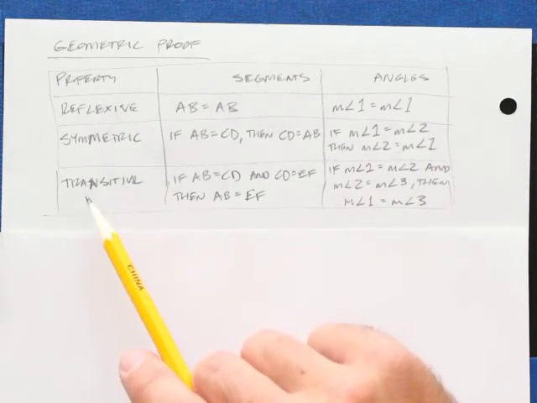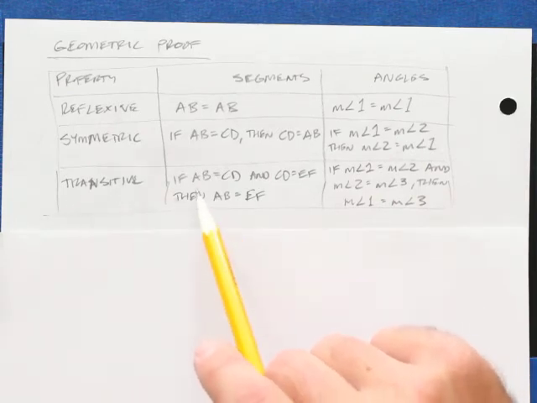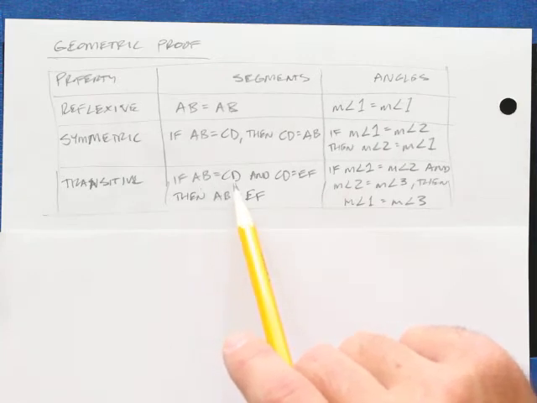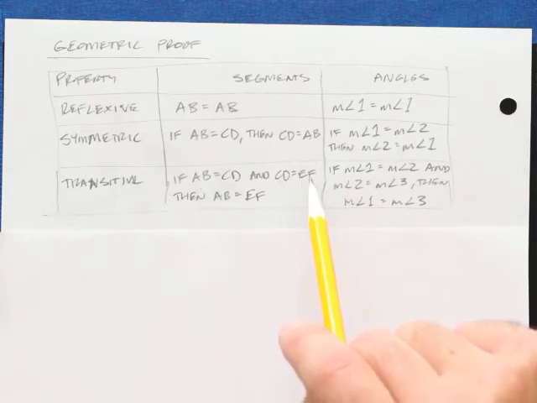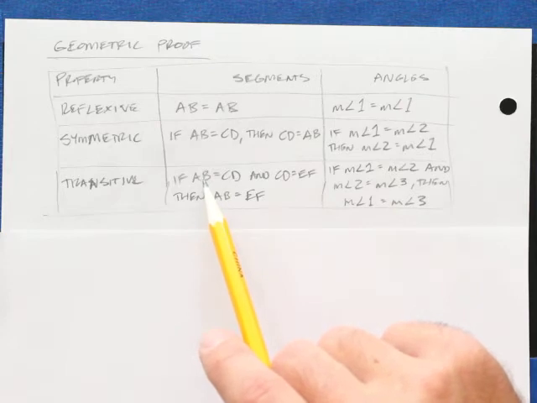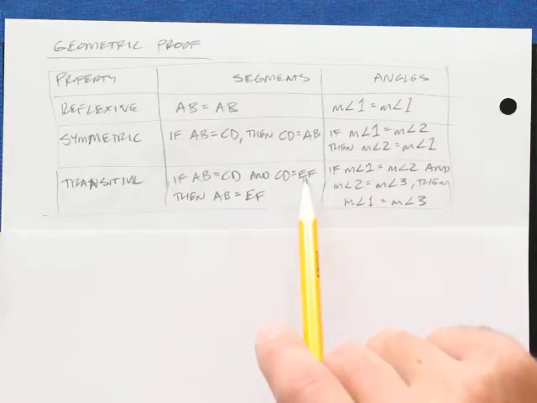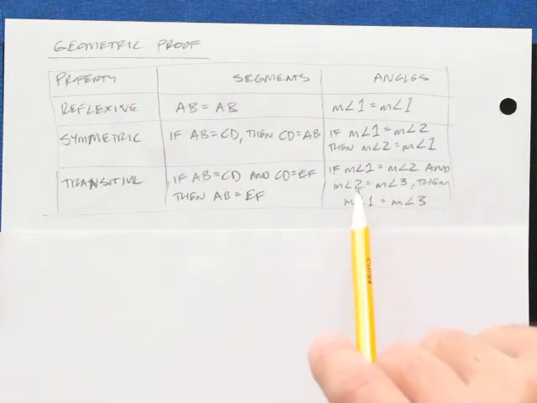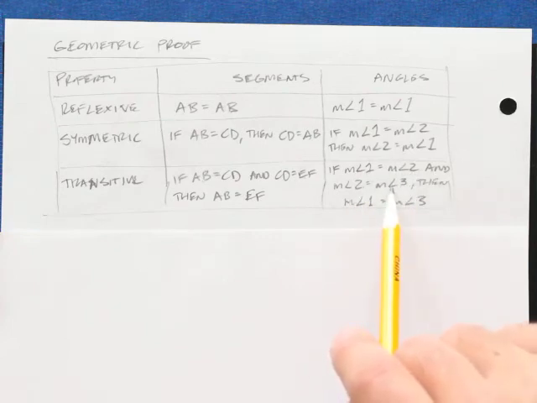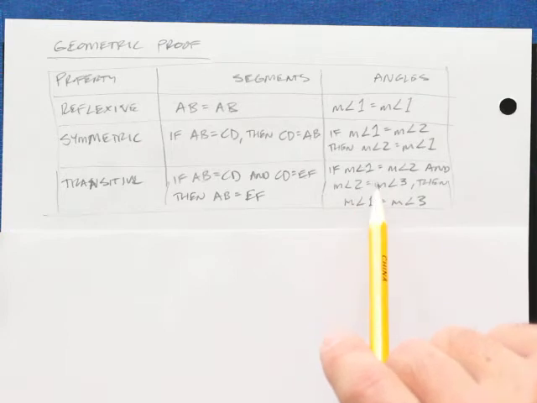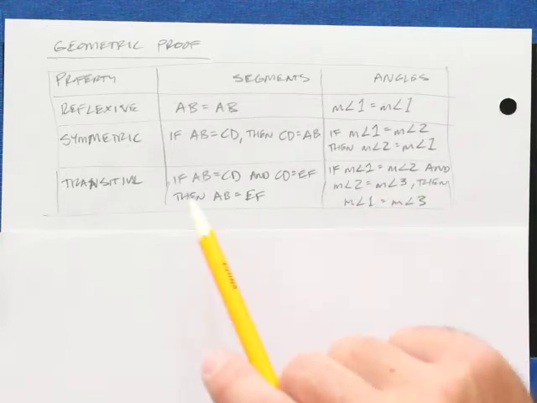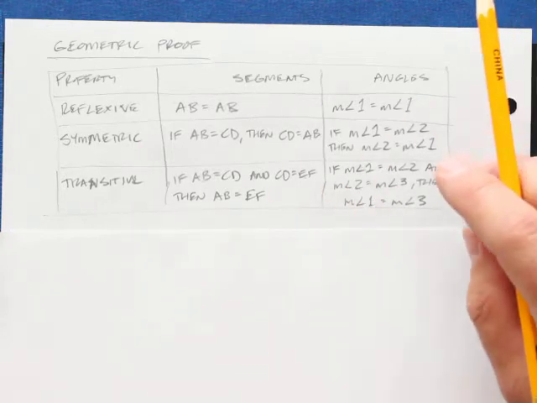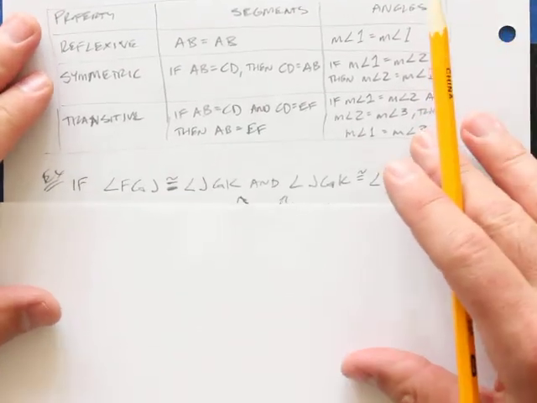Transitive. Remember I told you this is going to keep coming back. Transitive. If AB equals CD and CD equals EF, then AB equals EF. If measure of angle 1 equals measure of angle 2 and angle 2 equals angle 3, then measure of angle 1 equals measure of angle 3. That's the transitive property. Let's do a proof. All right.